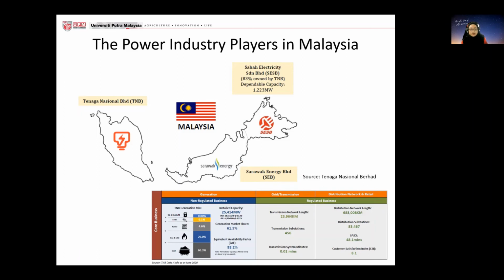Okay, we have oil and distillate, solar, hydro, gas and LNG, and also coal. Although the majority now is coal, and this is the latest figures from 2020. But if you look here, the generation market share of TNB is actually only 61.5%. Okay, there's actually other players, right?